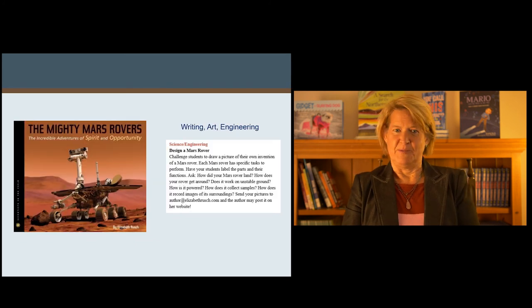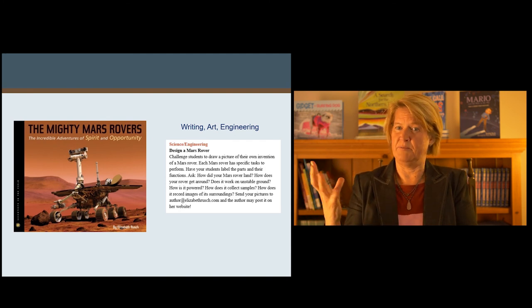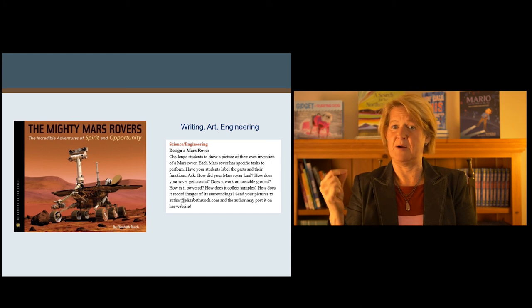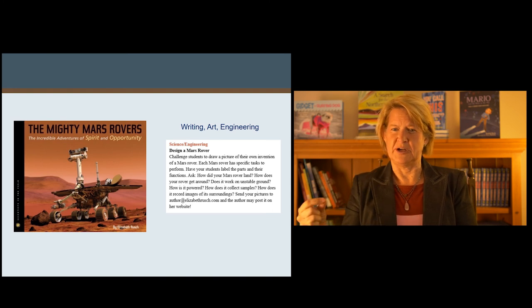Oh my gosh, The Mighty Mars Rovers. This is a tiny piece of the guide that's in there. There's all kinds of hands-on stuff, communication, writing, engineering. This is just a really fun one where you challenge students to draw a picture of their own idea of what a Mars rover should do. And it should be specific about what tasks it should perform and what pieces it has to have on it. How would it land? How would it move across the ground?